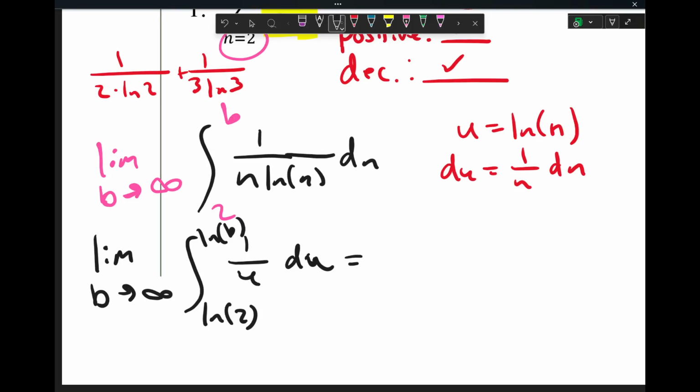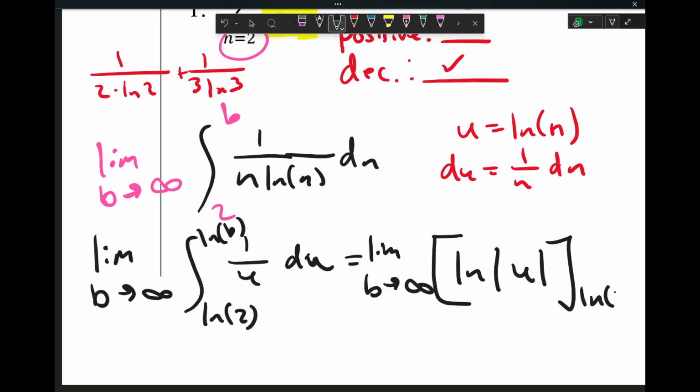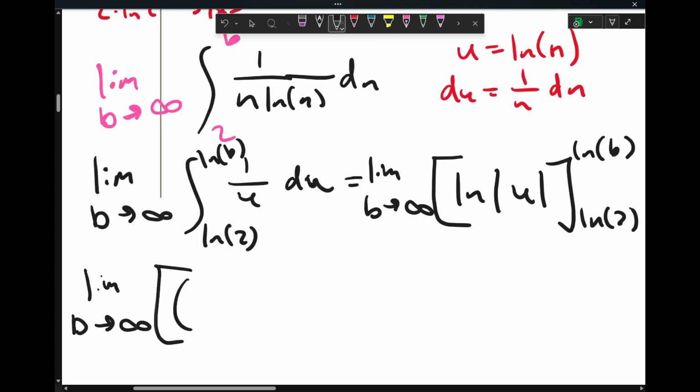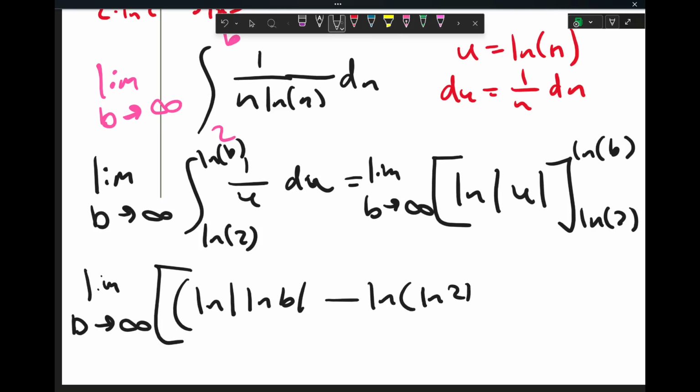But now that I have rewritten it, I can see this would integrate as natural log absolute value of u. I want to evaluate it from natural log of 2 to natural log of b. So notice this limit is just along for the ride for a while. Plug in this first, you get natural log of absolute value of natural log of b, which sounds pretty crazy, but it's fine. Plug this in, natural log of 2.